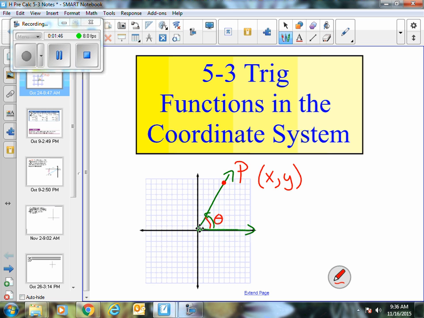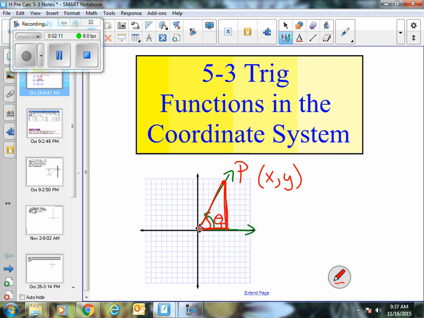All right, now I want you to drop a perpendicular from your point down to the x-axis. Go ahead and make your perpendicular there. So that is the vertical distance from the point down to the x. Now, what we have is a triangle with our base on the x-axis, the height as that distance from the point, and then our hypotenuse is the distance from the origin out to the point.